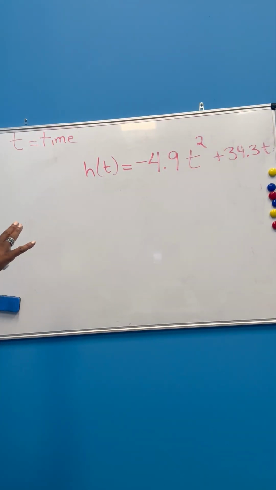Solve an SAT problem. I've written some information on the board, but the specific problem reads: at time t equals 0, an object was launched from the ground level directly upward. While the object was above ground, its height in meters, h, after t seconds was given by the following equation. So that's the equation right here. And then it says, how many seconds after it was launched did the object hit the ground?